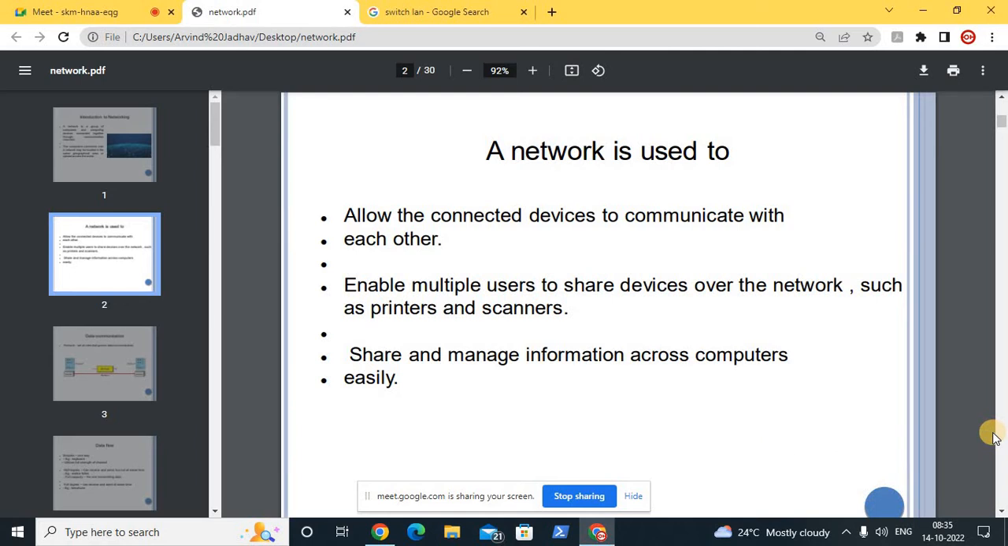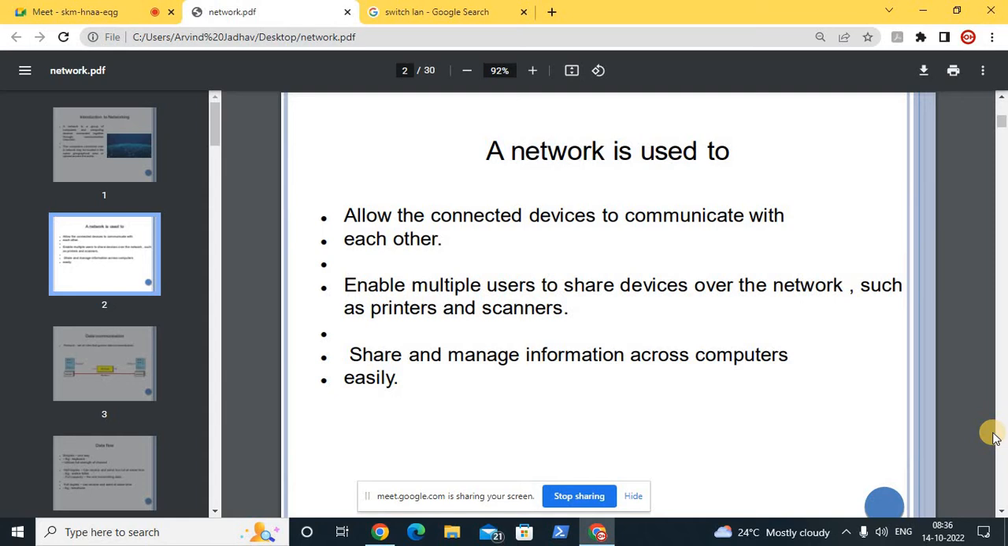So why is the network used? What is the reason behind that? It allows the connected devices to communicate with each other. We already discussed that. If we have a group of computers and they want to communicate with each other, then they can. So network allows us to communicate with other computers. Second one, enable multiple users to share the devices over the network such as printer and scanner.